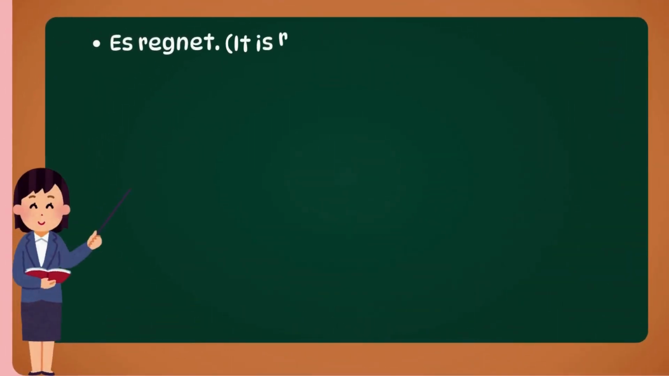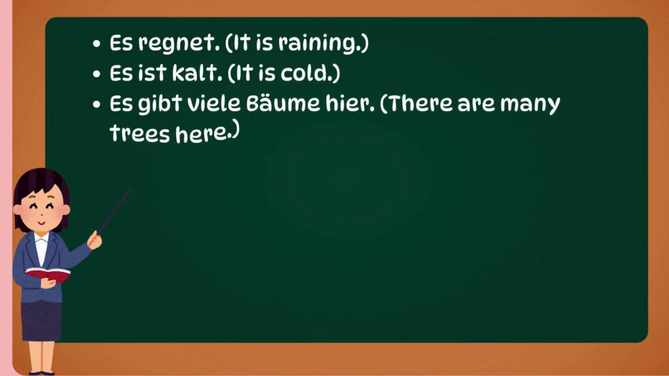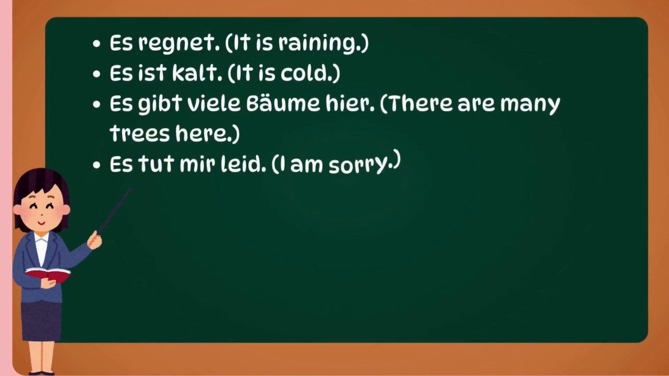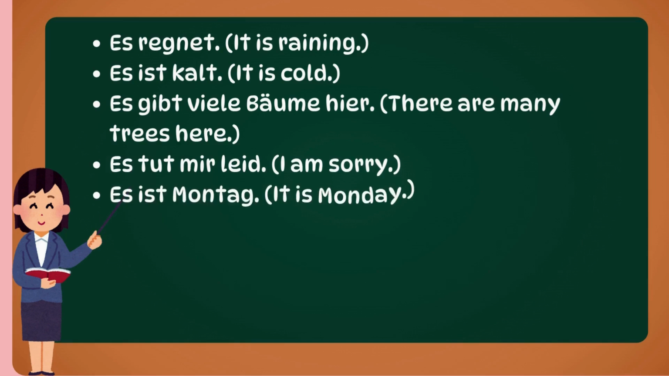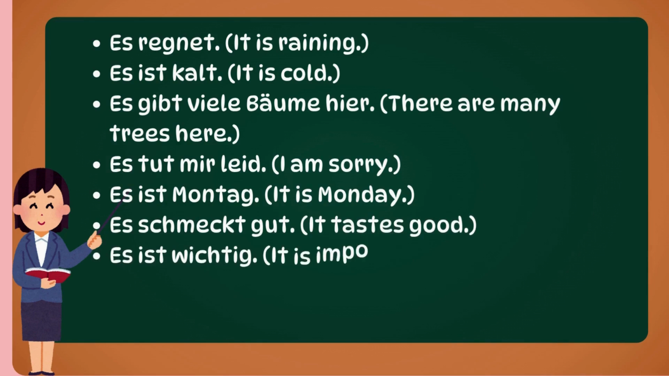Now let's go to the next pronoun, which is es. Es means it. Example number 1. Es regnet. Once again, es regnet, which means it is raining. Example number 2. Es ist kalt. Once again, es ist kalt, which means it is cold.